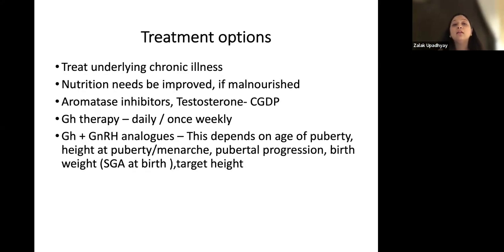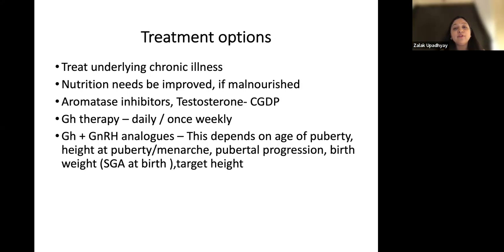Okay. What are treatment options? If any chronic systemic illness, treat that illness. Nutrition, if malnourished, improve the nutrition. If CDGP, at times, not every time, we decide whether to induce puberty, whether to start testosterone, whether aromatase inhibitors are required or not. Not every child requires treatment.